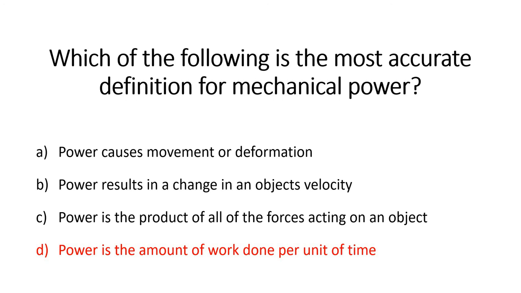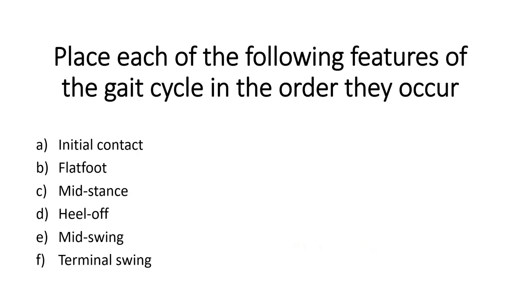So the next, not so much question, but the next task asked you to rearrange the features of the gait cycle that you were given into the correct order. And they are as follows. Just one point here, so you either get this right or wrong. Initial contact, so that's where the foot first comes into contact with the ground. It could either be a heel strike, a forefoot strike, a midfoot strike, or a toe strike, but initial contact.